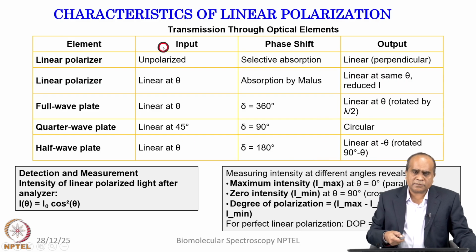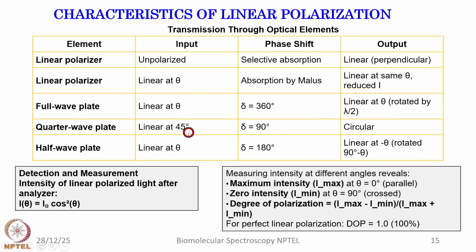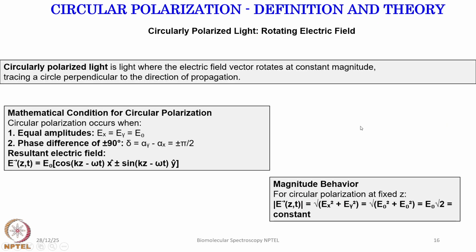So, all these possibilities, we can generate linearly or circularly polarized light, depending upon what the polarizer is, what the intensity is, and how we can get the different intensity.